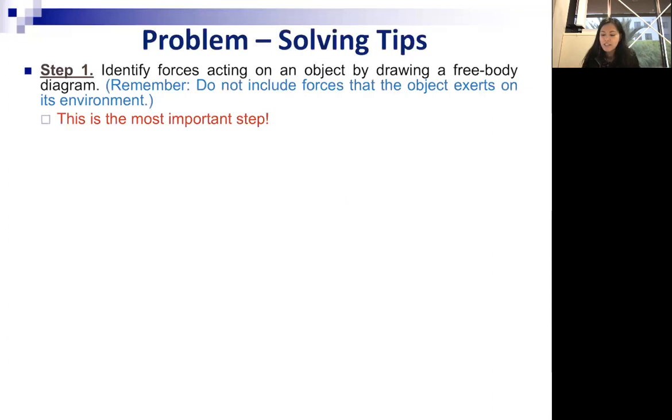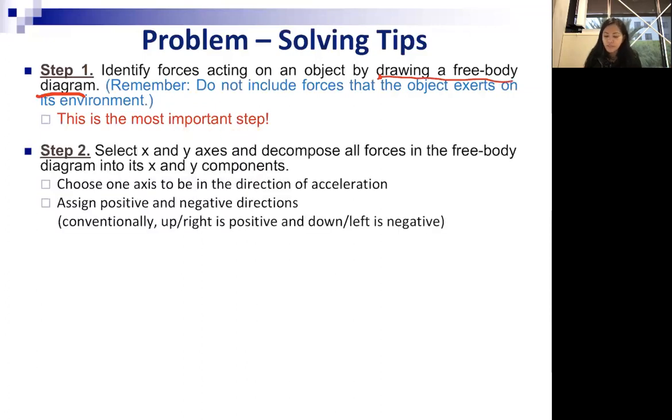So the first step is always to draw a free body diagram. That's really the starting point, because your free body diagram allows you to visualize all the forces that are acting on the object. And a correct free body diagram is the most important step. Okay, and then once you draw your free body diagram, choose your X and Y axes. Usually the X axis is in the direction of motion.